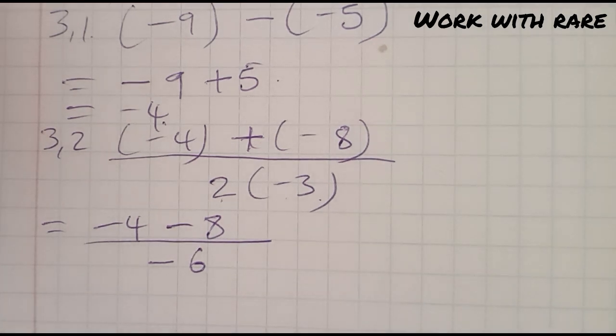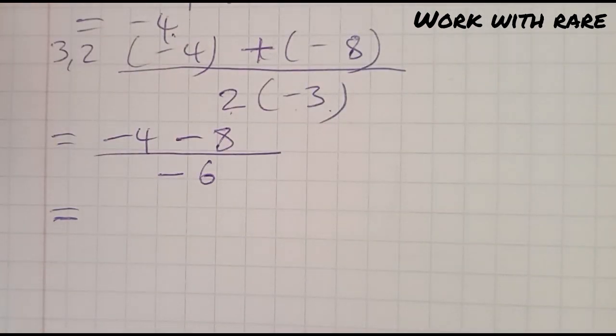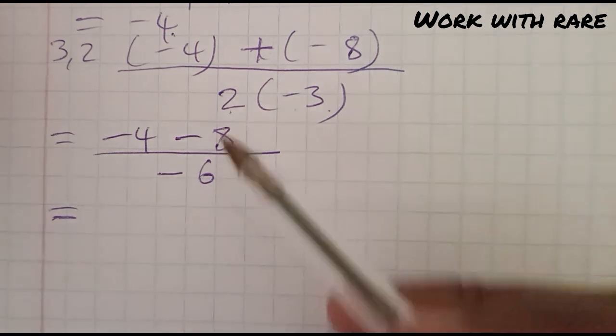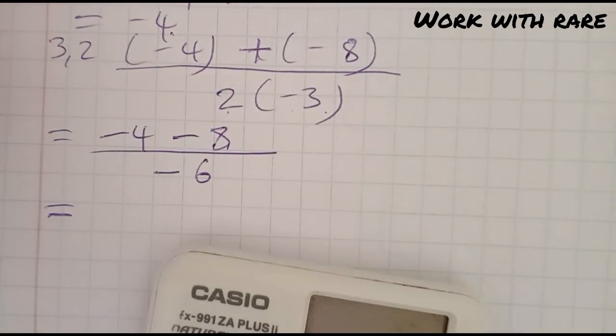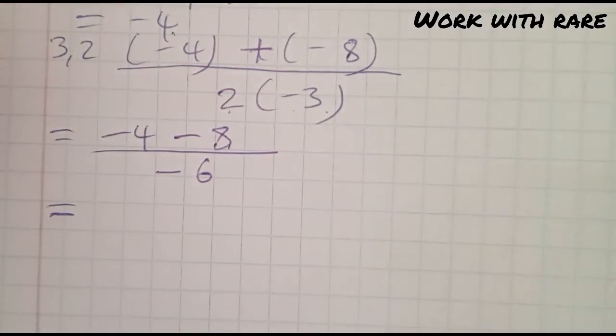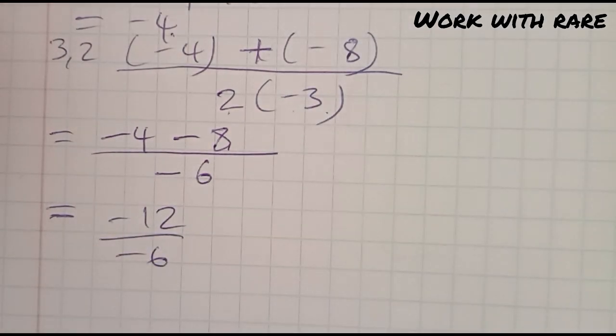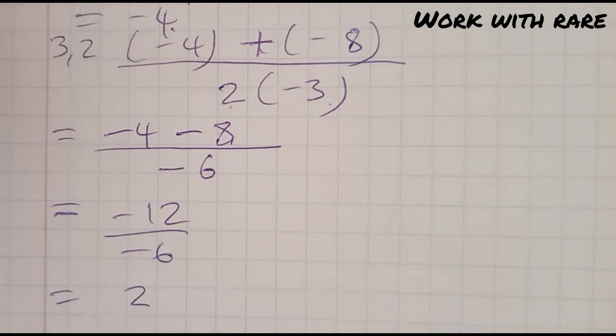For the next step, I'm looking at my numerator because something is happening there. Negative 4 minus 8 is negative 12. So I'll write negative 12 divided by negative 6, which is 2. So my answer is 2. Okay, so this is your final answer for 3.2. The answer is 2.